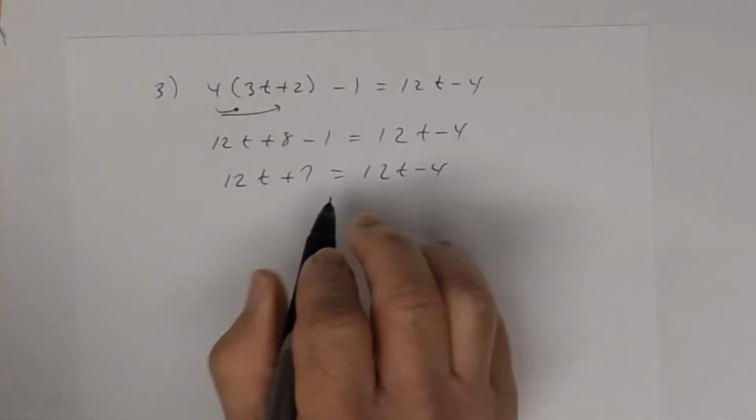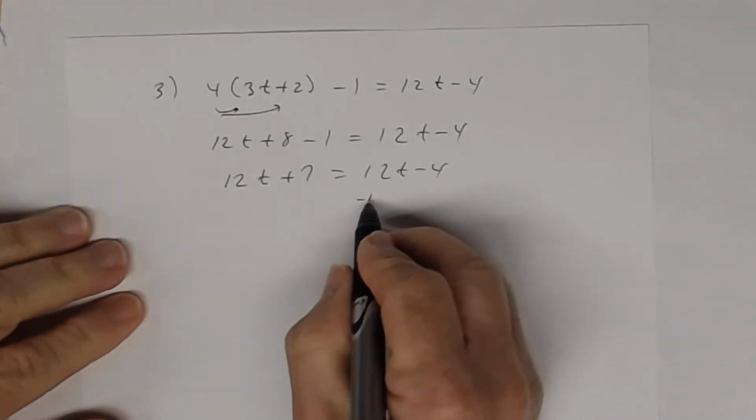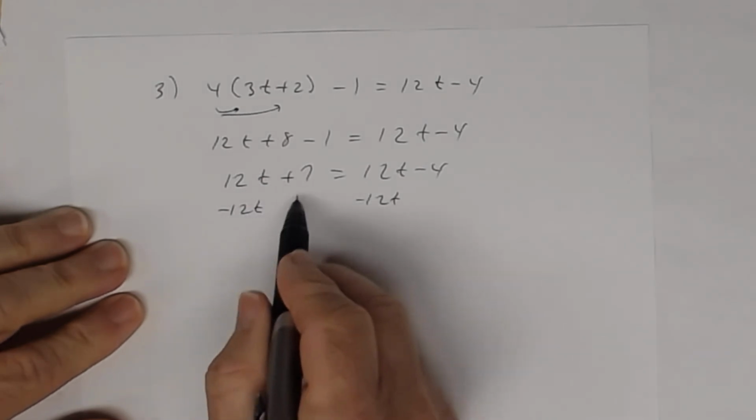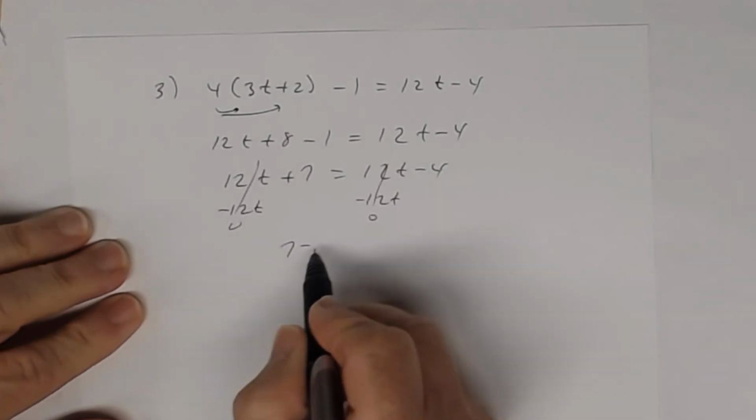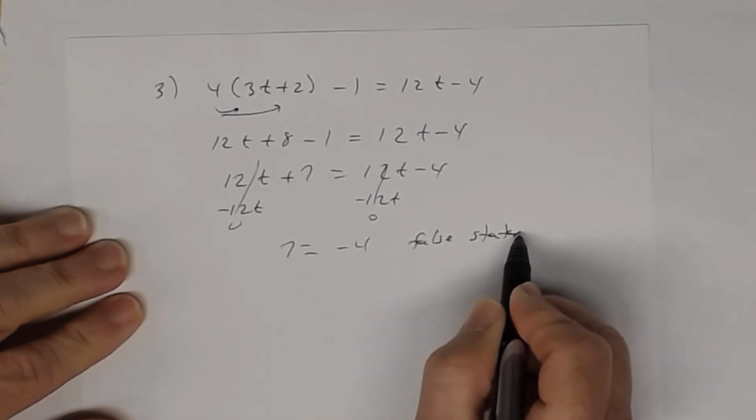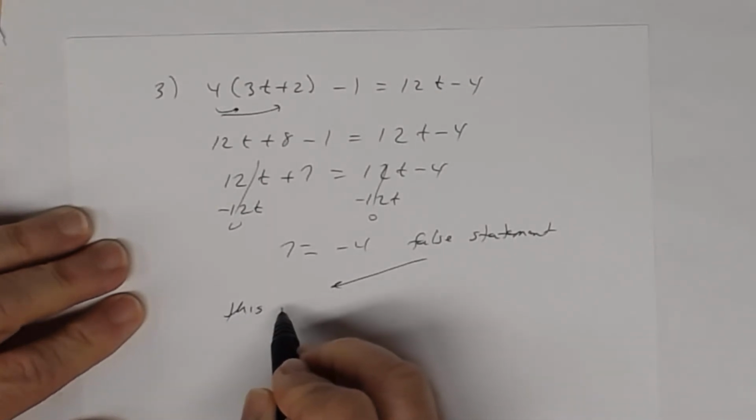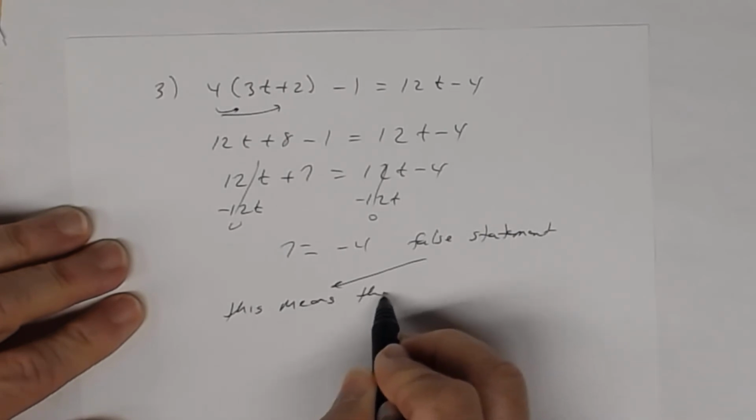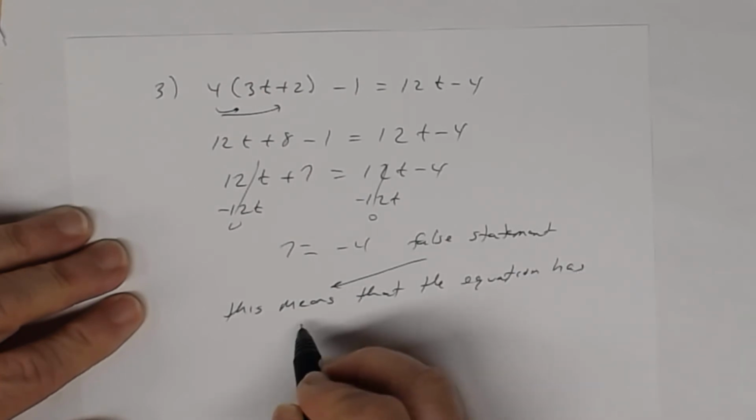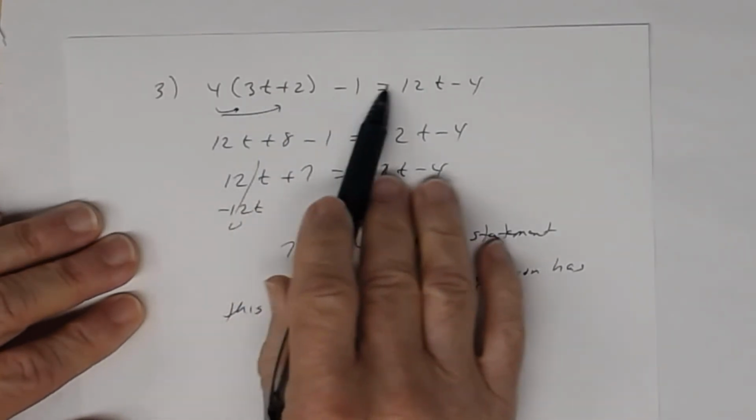And then notice that the variable terms are the same, but the constants are different. So you know what's going to happen, right? When you subtract 12t from both sides, you're going to end up with 7 equals negative 4, which is a false statement, right? That's false. So you know what that means. This means, in terms of solutions, that the equation has no solution. There is no solution.